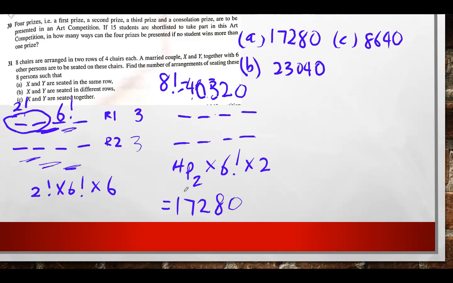Because either they sit in the same row or they sit in different rows. There's no third option. Can you think of a third option? Cannot, because there's only two rows.